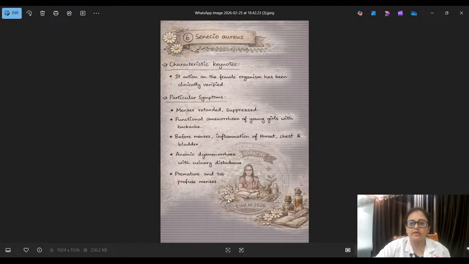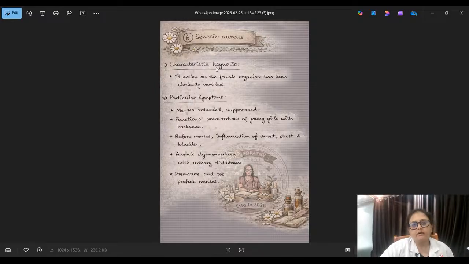Next, Senecio aureus. This is like a specific remedy. I have chosen this because the first point is that it was given 3 marks in Kent's repertory for delayed puberty, and also you cannot always rely on character, which is the case with specific remedies. But sometimes, when the patient does not have any other symptoms at all, only pathology, in such cases you can use specific remedies.